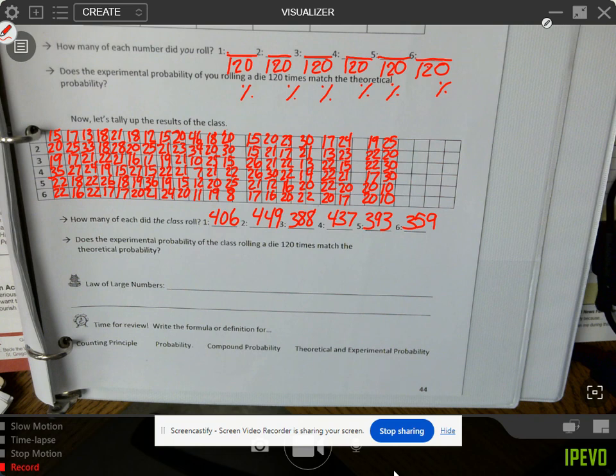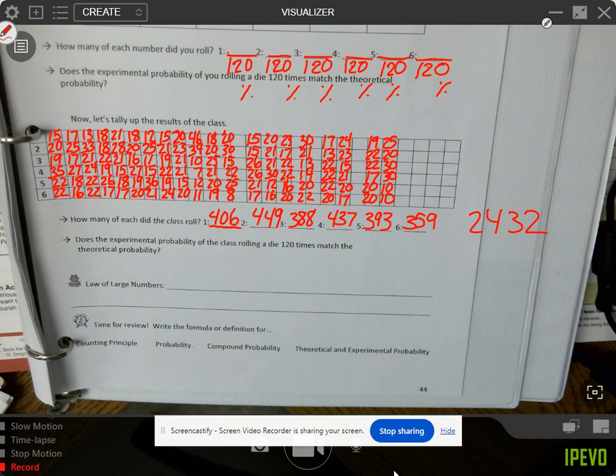So, does the experimental probability of the class rolling a die 100 times match the theoretical probability? So what was our total number of rolls? What should it have? Well, let's look and see. 406 plus 449 plus 388 plus 437 plus 393 plus 359. We had 2,432 rolls.